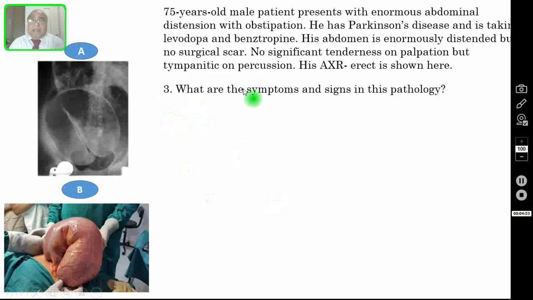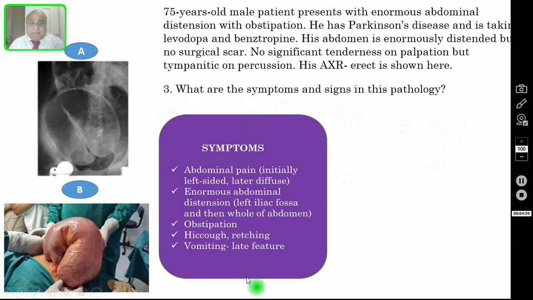So question number 3, what are the symptoms and signs in this pathology? So the symptoms are, majority of these patients will have abdominal pain. Initially, it is left-sided. After some time, it becomes diffuse abdominal pain. Usually, there is enormous abdominal distension, left iliac fossa initially, and then it spreads to the whole abdomen. Patient also will have obstipation, hiccough, retching, vomiting, usually a late feature, and because it's a large bowel obstruction, the vomiting is feculent vomiting.